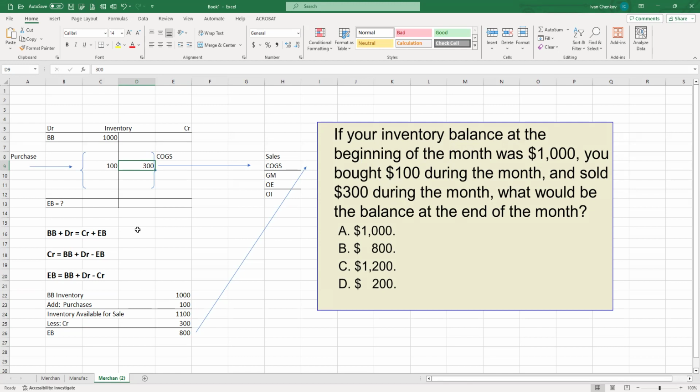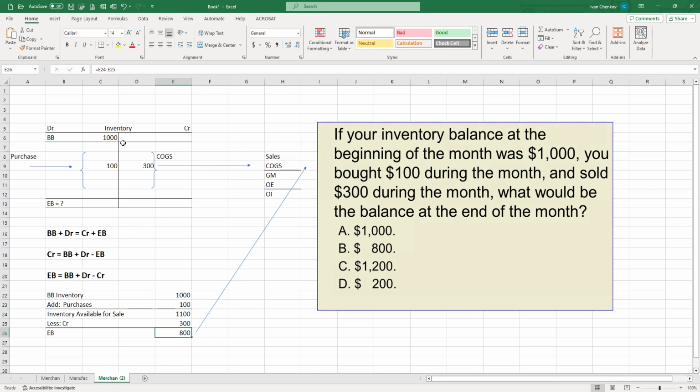600. 600 only? 1,000 plus 100, that's 1,100 minus 300. That should be more like... Sorry, I meant 800. 800, yes. So the other way, there's another way to see this.